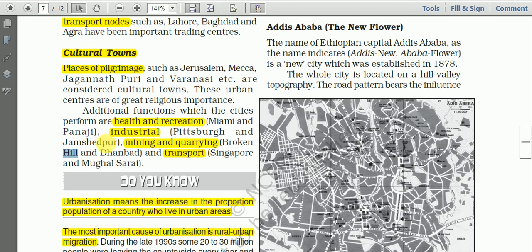Then we have transport towns, like Singapore. Then Mughal Sarai is in Uttar Pradesh. Actually, Mughal Sarai is the junction of different railways. So this is an example of a transport town.